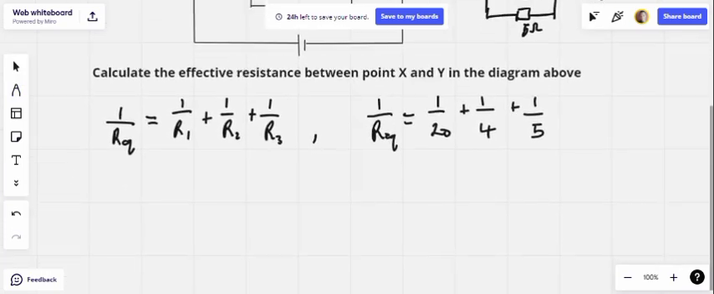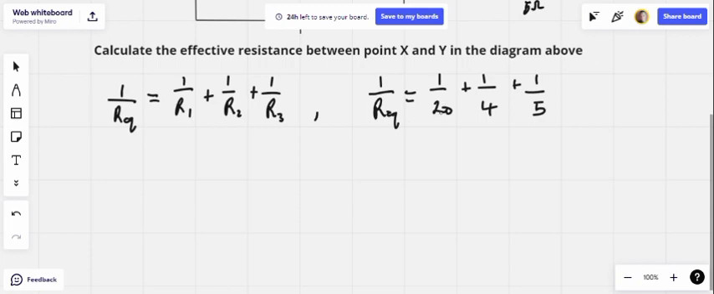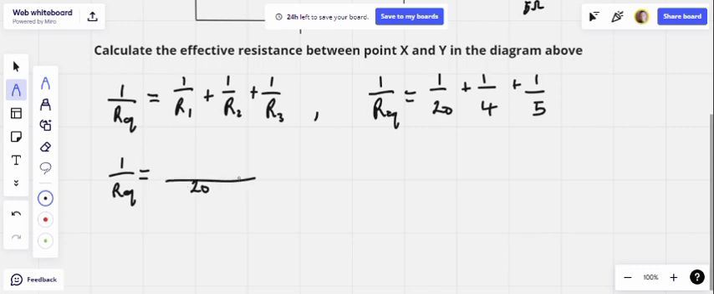So the next thing we're going to do is to find the LCM of the denominators. So we have 1 over R equivalent equals, the LCM of 20, 4 and 5 is 20. So we write 20 there on the bottom. 20 divided by 20 is 1, times 1 is 1, plus 20 divided by 4 is 5, times 1 is 5, plus 20 divided by 5 is 4, times 1 is 4.